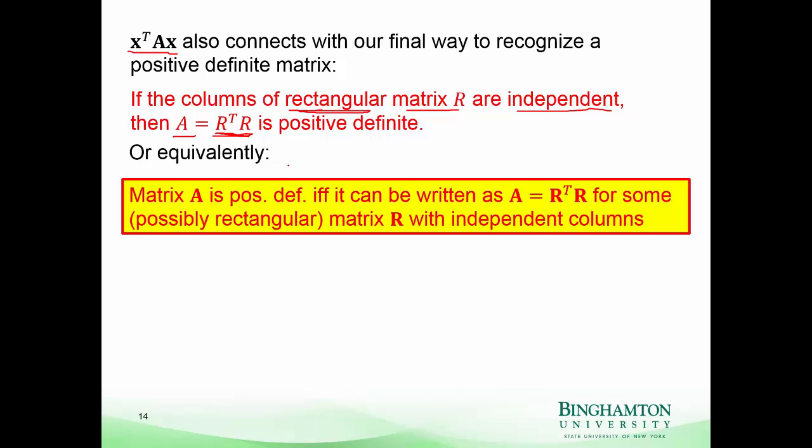Another way of saying this, and this is the way that I prefer to say it, is really the same thing with slightly different wording. Here I'm starting with R and forming A and saying that the result is positive definite. Here I'm starting with A and saying that the matrix is positive definite if and only if I can split it into some matrix R and take R transpose times R, and that R can possibly be rectangular, but R has to have independent columns. Again, this idea shows up all over the place.